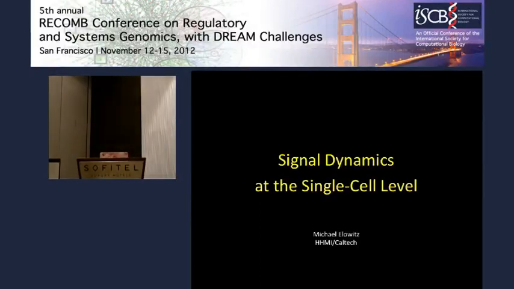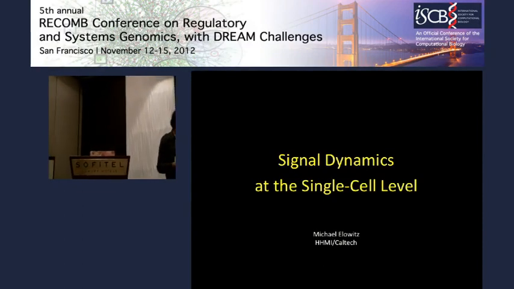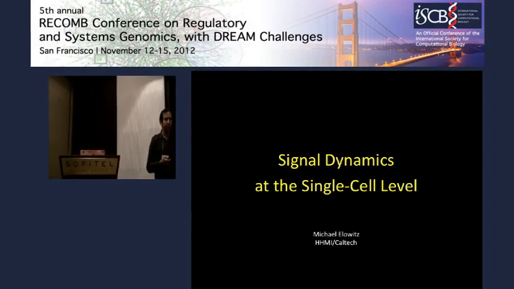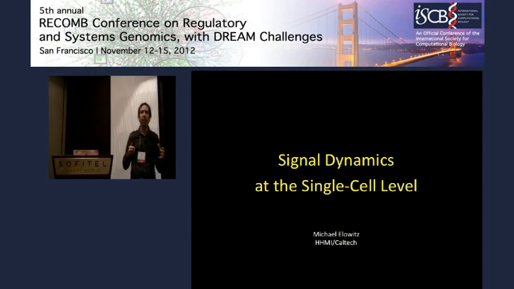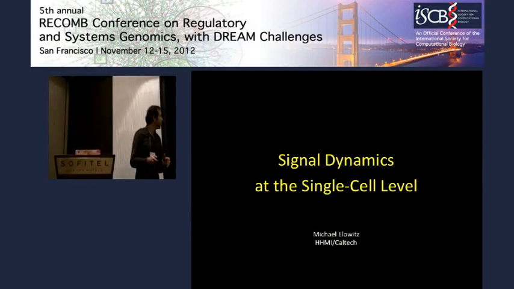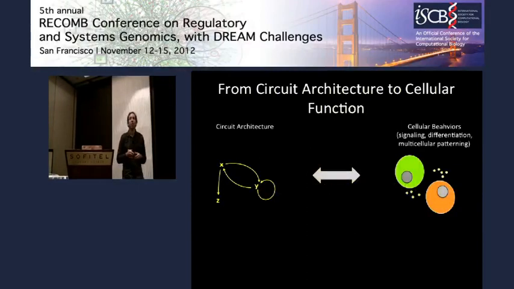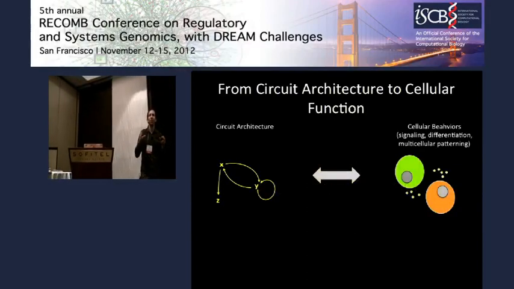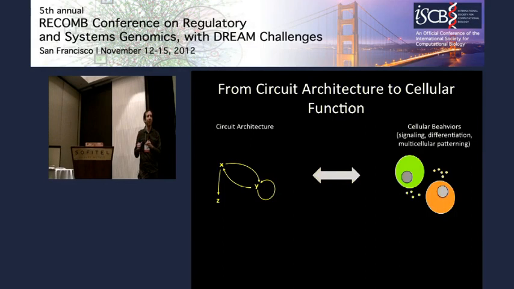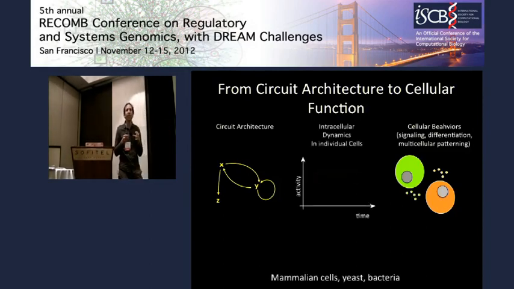I want to talk about what I think is really one of the major problems we face, which is how to connect the architecture of regulatory circuits to the behavior of cells. What is it about this pattern of interactions, who regulates who and how, that allows us to understand, or could allow us to understand, how cells actually behave? And in my lab, we focus on the question of dynamics, which I think is one of the real things that connects these two levels of thinking about cells.